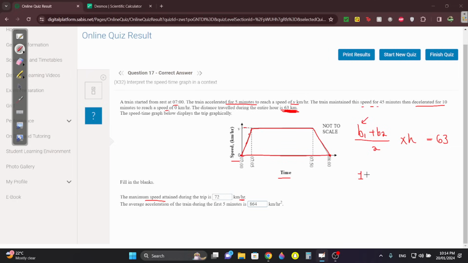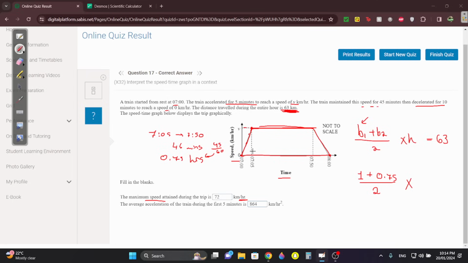So 1, plus base 2. Base 2 is over here, from 7:05 to 7:50, which is 45 minutes, and 45 minutes is 0.75 hours, because 45 divided by 60 is 0.75. So you put 0.75. I'm putting them in hours because they want the speed in hours per hour. Over 2 times the height.